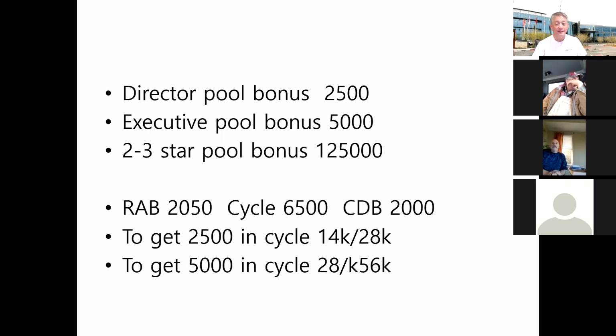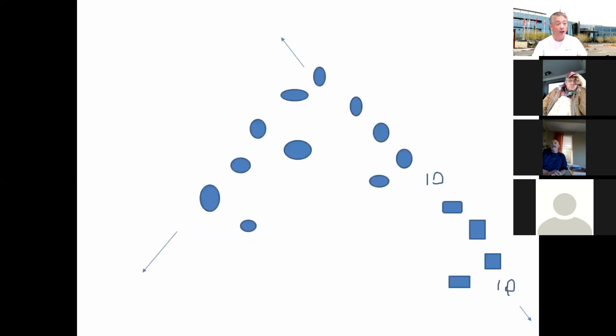You don't make money in the beginning on the cycle because to get $2,500 in cycle, okay, you need 14,000 and 28,000 in each leg. To get 5,000 in cycle, you need 28,000 and 56,000 in each leg. It takes a long time to build to that volume. So in the beginning, you're building one leg and you rank up. And then you make PIBs, double PIBs, and rank advancement bonus.